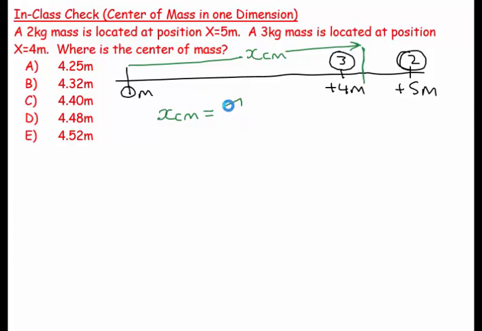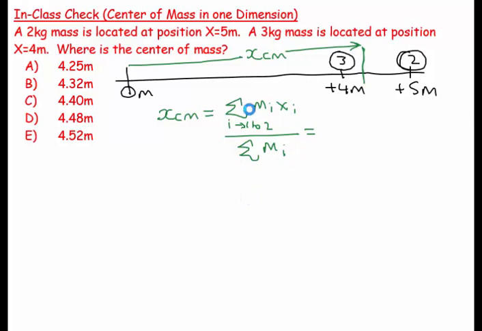and it's going to be the sum of m_i x_i. Now that does not mean initial, it just means that as i goes from, in this case, 1 to 2. And this is going to be over the sum of m_i. So we have those two.